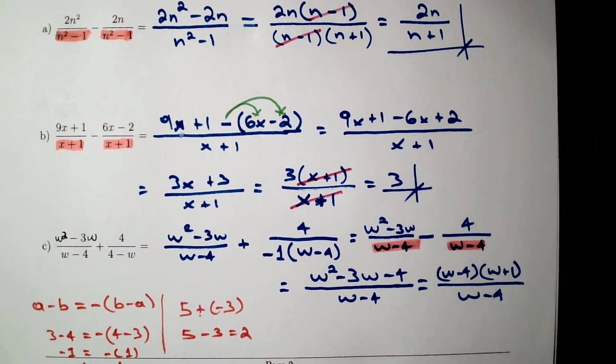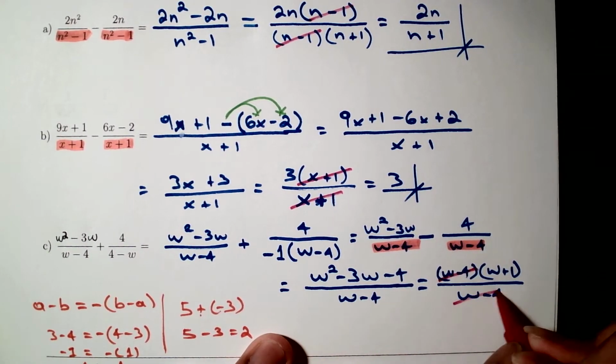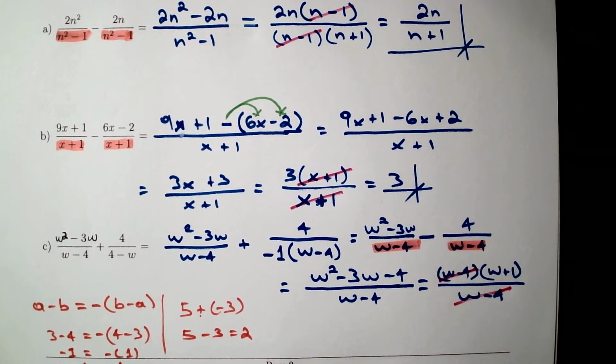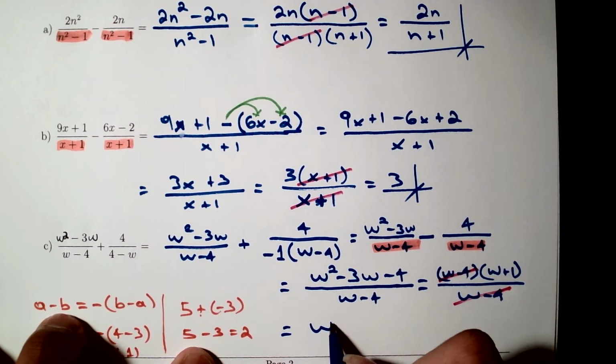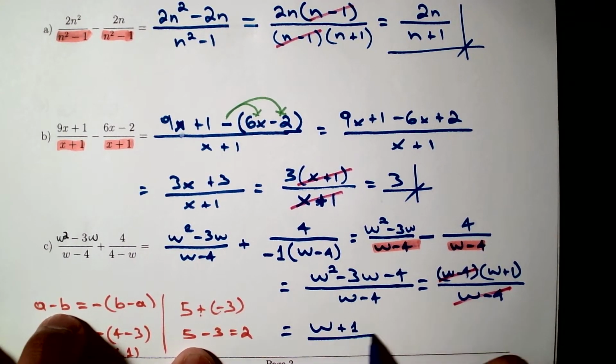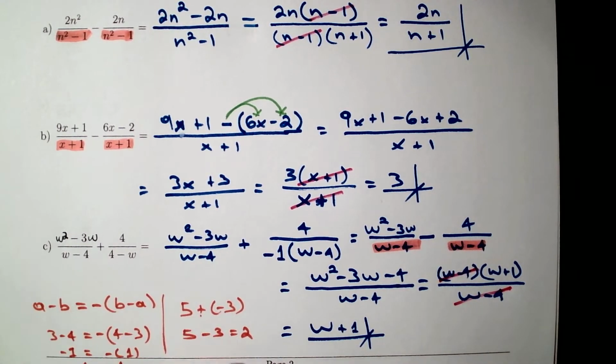Alright, so let's see. Notice in this case how we have w minus 4 over w minus 4, and we are going to be left with w plus 1. Final answer for this one.